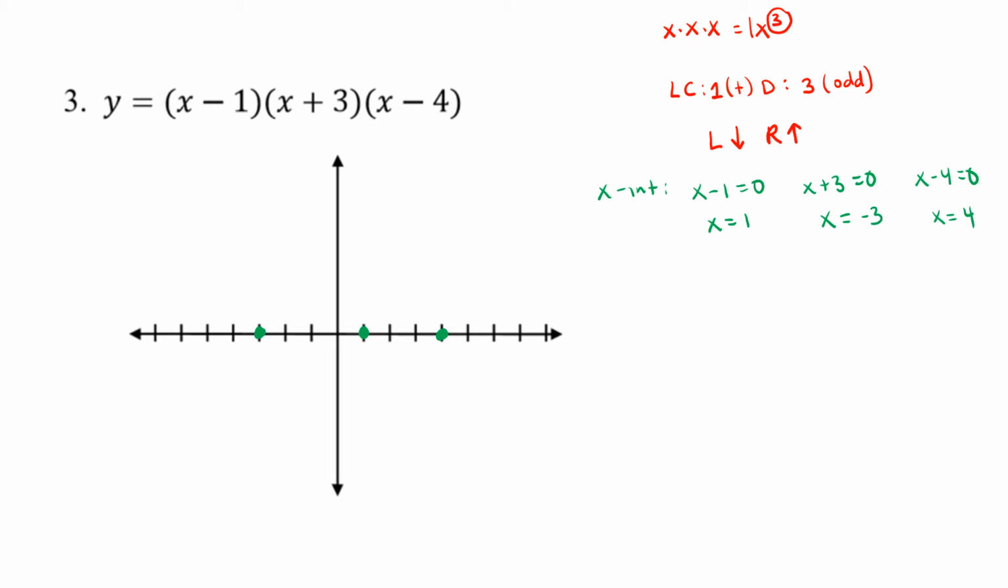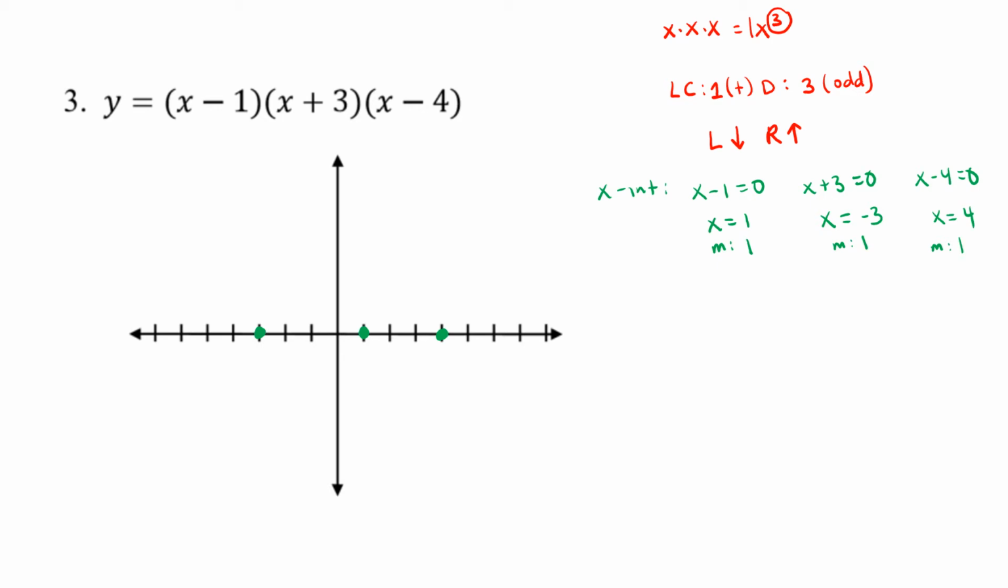Now, for the x-intercepts, there's one more thing that we're supposed to look at. It's the multiplicity, right? That determines if they bounce or pass. So we look at the multiplicity of each of these. Again, it's just saying how many times is that specific x-intercept represented. There's only one factor of x minus 1, multiplicity of 1. Same thing for the x plus 3 and x minus 4, there's only one factor.